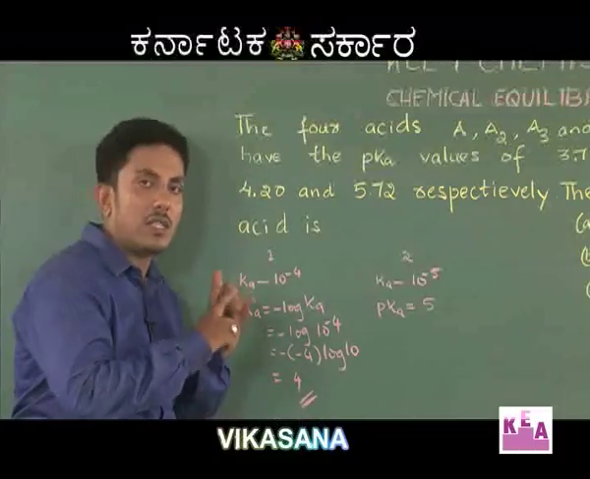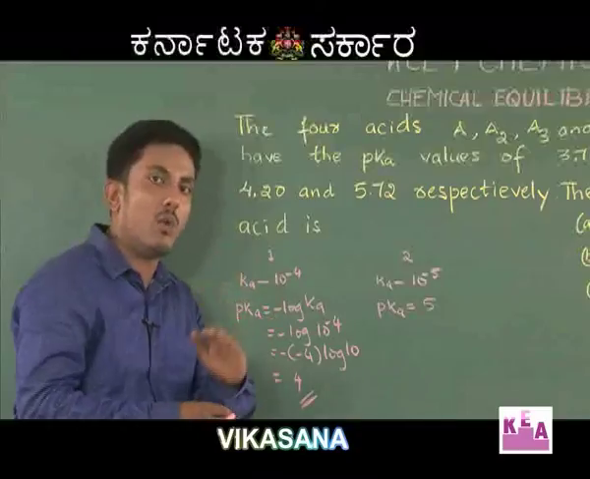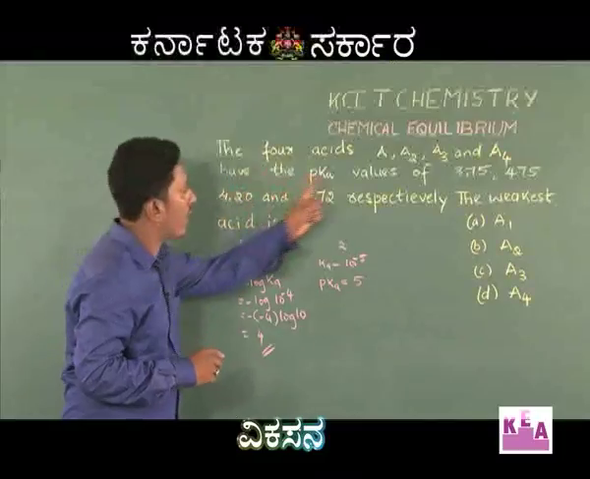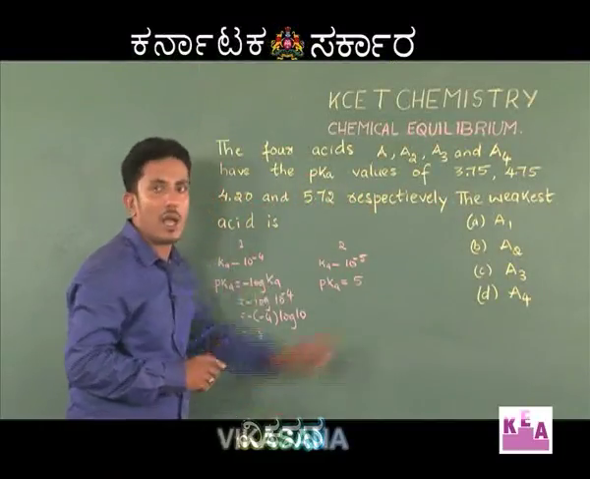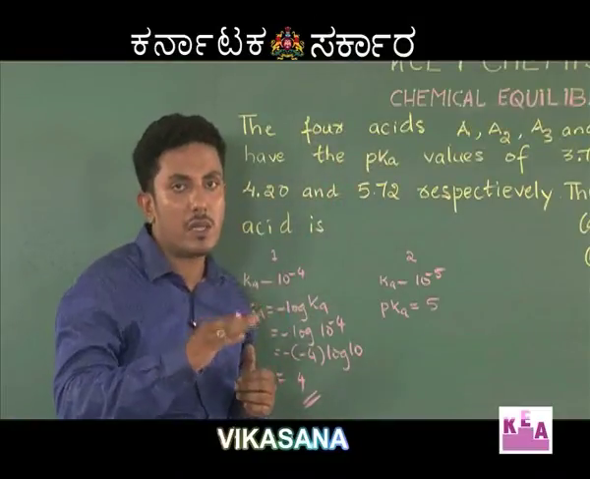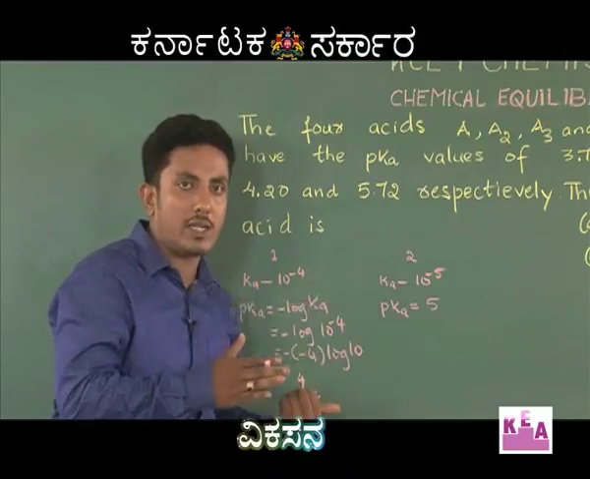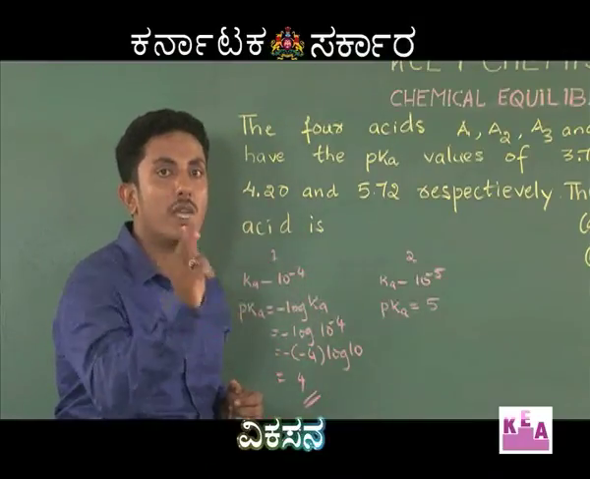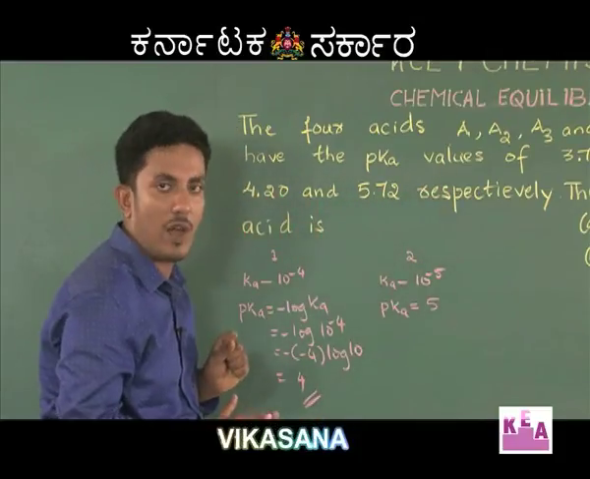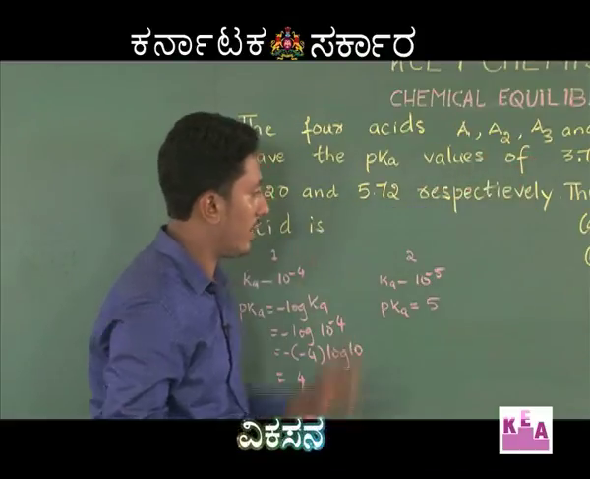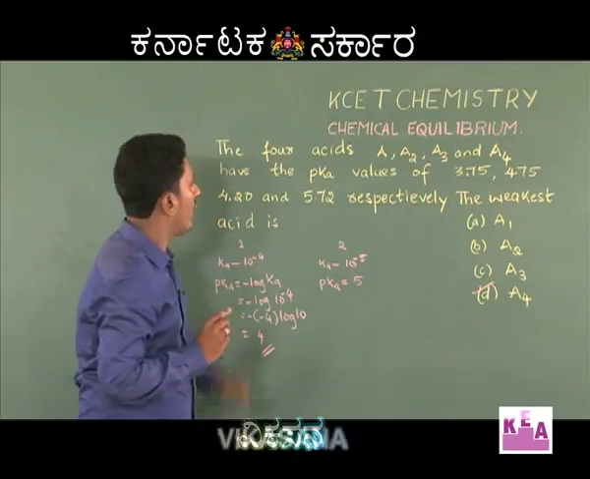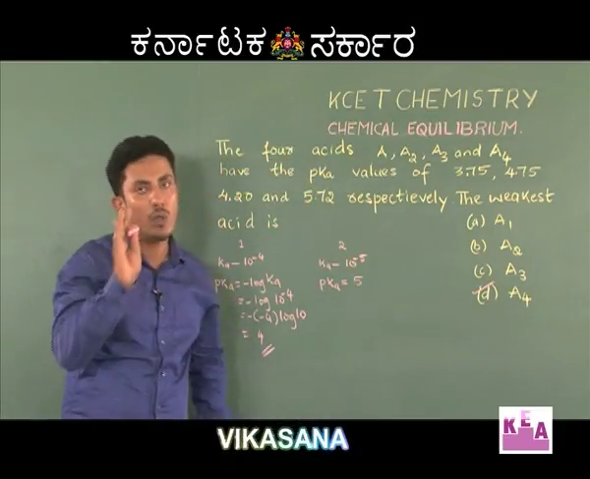Students, I repeat, larger the value of Ka, stronger is the acid. Smaller the value of pKa, stronger is the acid. We will move to our question. They have given 4 acids, 4 pKa values, and they have asked us to find the weakest acid. That means using the pKa value, smaller the value of pKa, stronger is the acid. Larger the value of pKa, weakest is the acid. So out of these 4 values, 5.72 is the larger value, and it corresponds to acid 4. Therefore, acid 4, that is A4, option D, with 5.72 pKa value is the weakest acid.